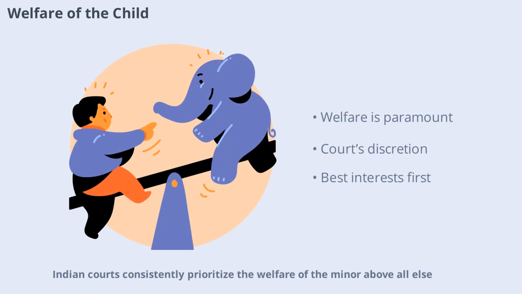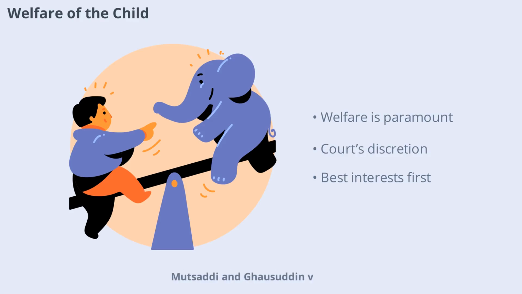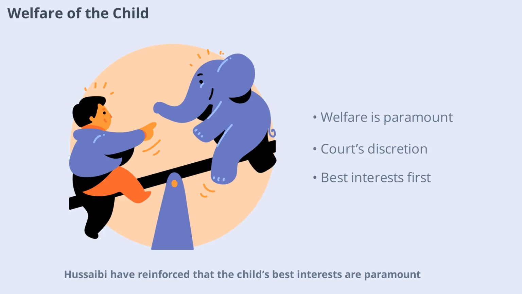Indian courts consistently prioritize the welfare of the minor above all else, even over personal law rules. Landmark cases like Imambandi v. Mutsadi and Gausuddin v. Hussebai have reinforced that the child's best interests are paramount, sometimes granting custody to the mother even after remarriage if it benefits the child.